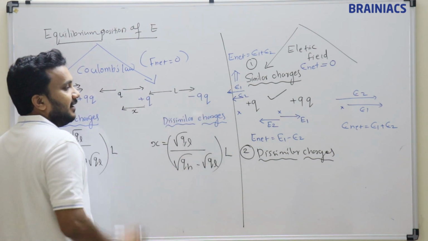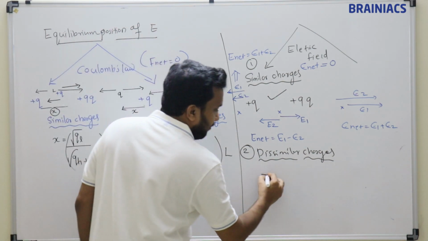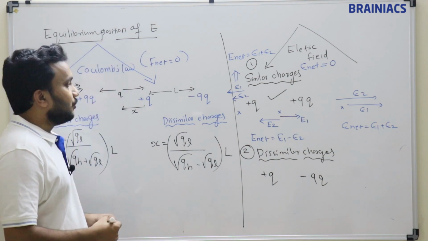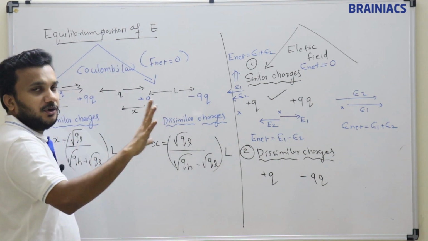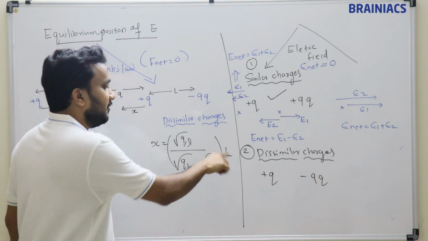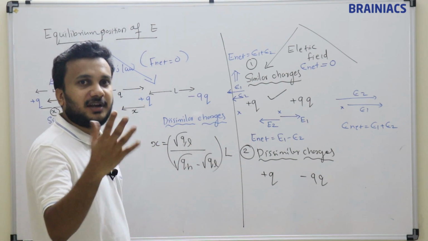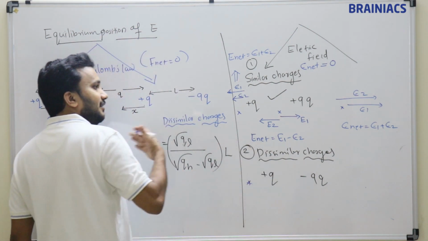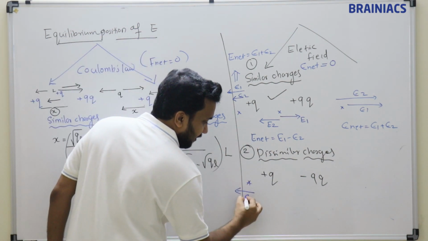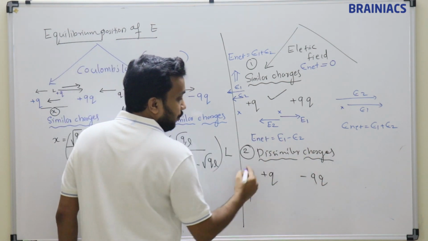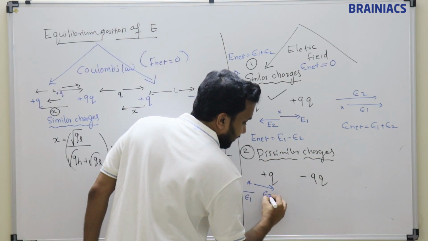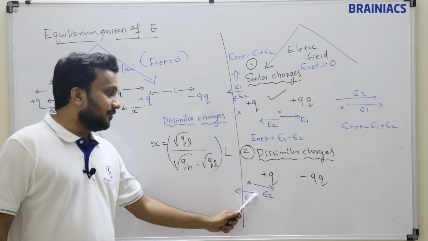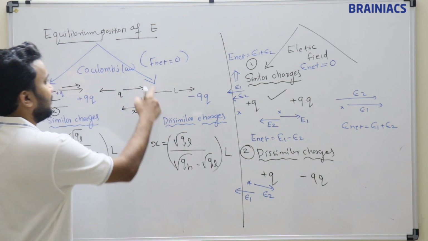If you take plus q and minus 9q, as I told before, the two forces should be opposite, then only equilibrium will come. Here we'll see which two electric fields act in opposite directions. We'll take the leftmost point. Plus q will give an electric field away from that point, which I am calling E1. Minus 9q will give an electric field towards that point, so it is E2. This is the point where the electric field intensity will be equal to 0.